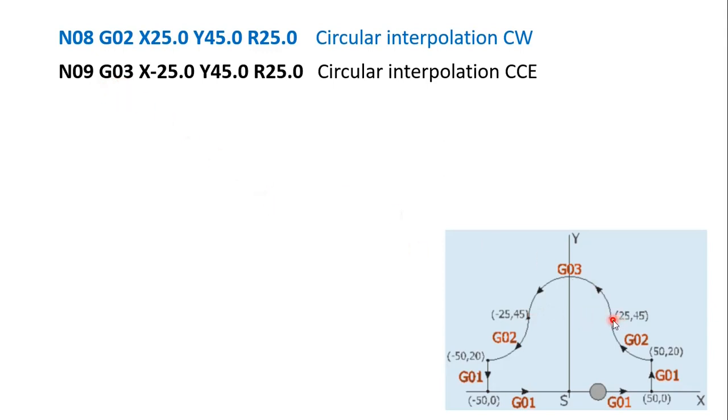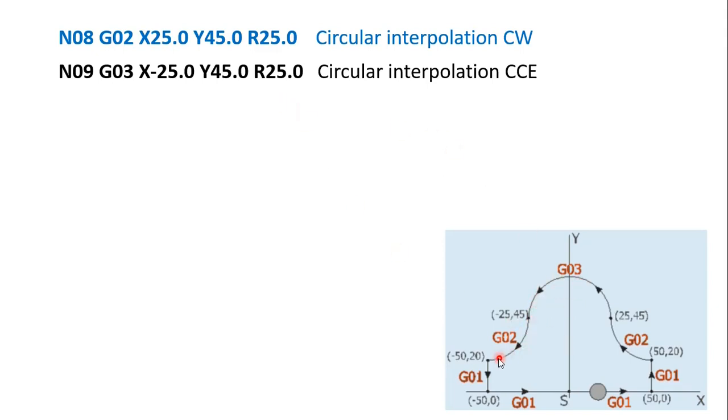G03. So the tool is here. I have to go to this position, so I have to mention the endpoint's location. So it is X minus 25, Y plus 45. Okay, and I have to go in the anti-clockwise direction. So from here I move anti-clockwise to the coordinate minus 25, 45 with a radius equal to 25. Okay, so from here till this position in the anti-clockwise direction at a radius of 25.